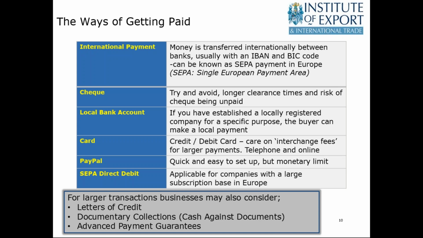Credit and debit cards will be referred to in the later presentation, but just wanted to make the point around interchange fees. So clearly the higher the monetary sums, the higher the interchange fee, and especially for smaller businesses that may be paying interchange fees of 2, 3, 4% on a transaction, it potentially makes it less attractive. PayPal will be talked about later in the presentation as well. And finally, just to add, for larger transactions, more on a business-to-business basis, you have instruments like documentary letters of credit, collections, and advance payment guarantees.